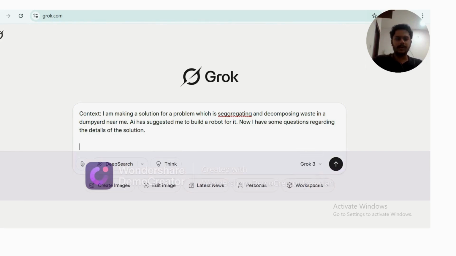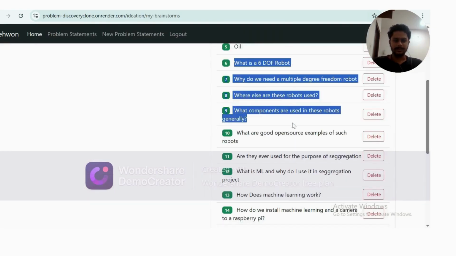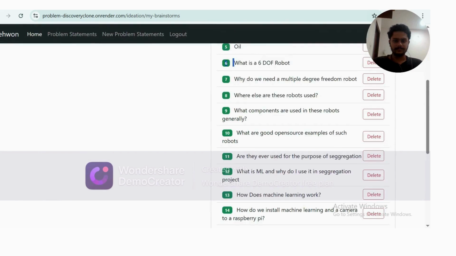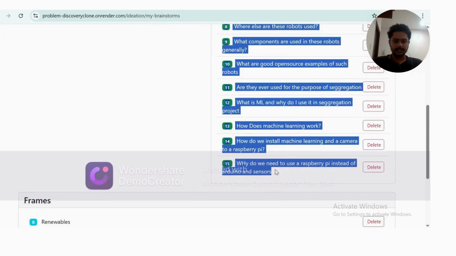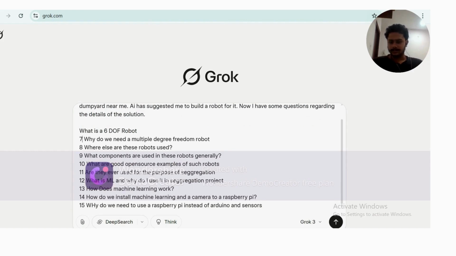Now you can just copy and paste these questions from here, and just remove the numbers, and the AI will try to answer most of the questions that we ask.